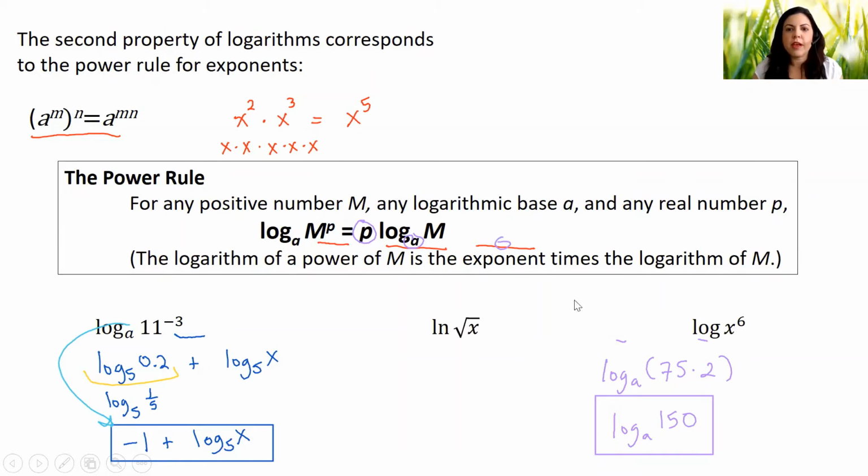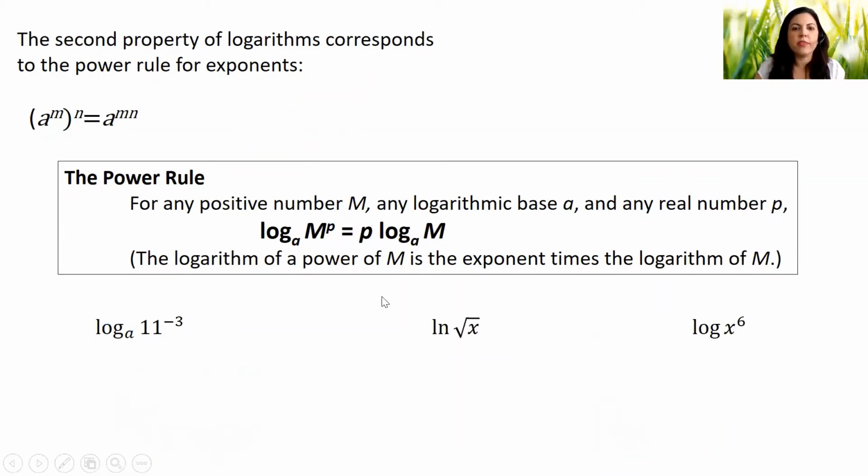We're going to get to more examples, but now I want to look at the next property of logarithms. The next property that we're going to look at deals with the power rule. Again, I want to make the connection to exponents. If we have an exponent raised to a power, we can simplify that by multiplying those exponents together. So for example, if I had x squared and I was raising it to the third power, that's the same as doing x squared times x squared times x squared, which would be x to the sixth. So basically, you can take those two exponents and multiply them together. That's how we can combine those exponents.